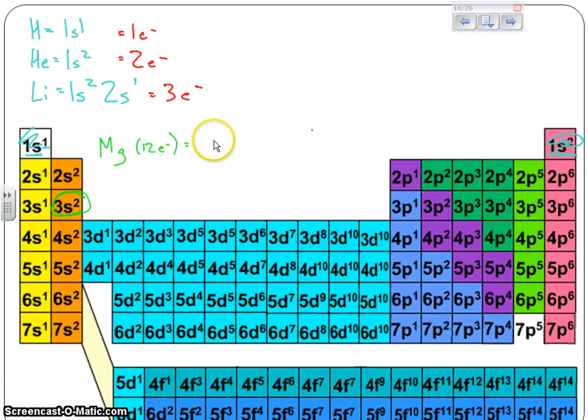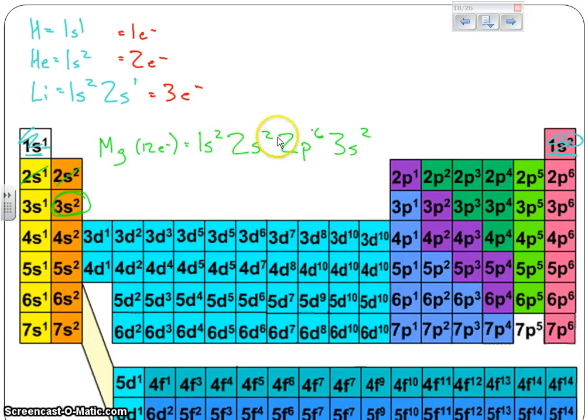Okay? So let's try this out. I've got 1s completely full, so 1s2, I got 2 electrons in that 1s block. I then have the 2s block completely full, so 2s2. So that's done and that's done. My 2p block is completely full, so I fill that up, 2p6. And then I've got my 3s block completely full, so that's going to be 3s2.